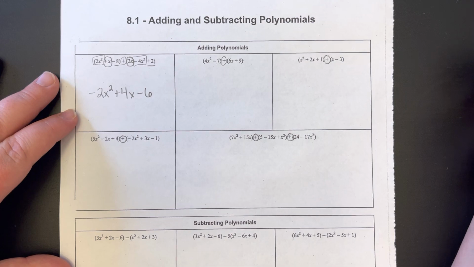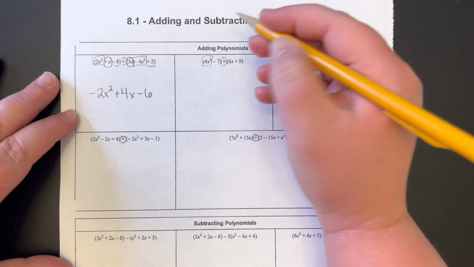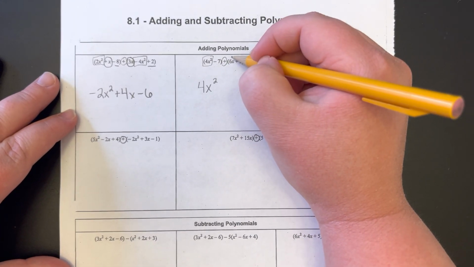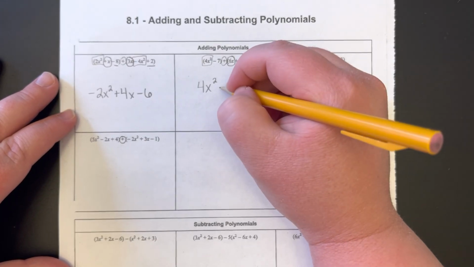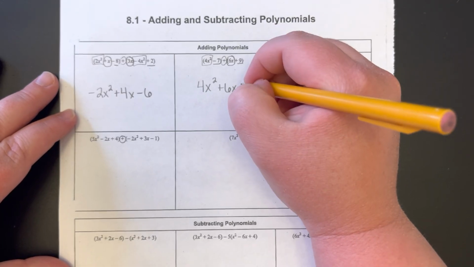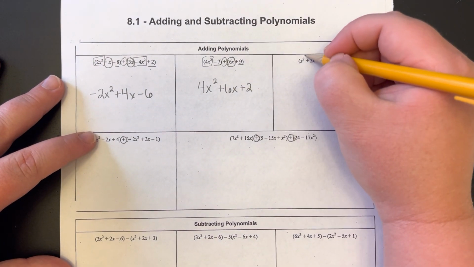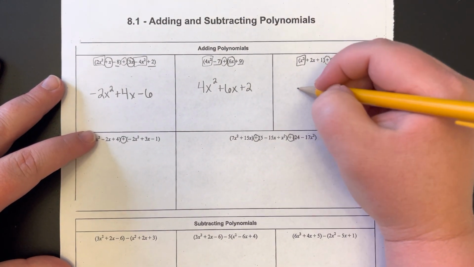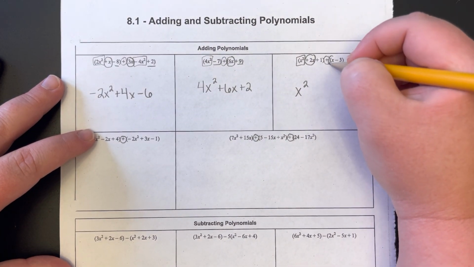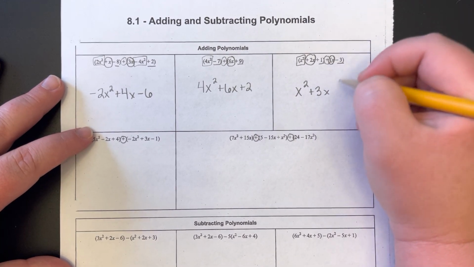And that's it. Next one, biggest exponent is 2, but this is the only one I have, so it's 4x squared. Then I have a 6x, and it doesn't have any like terms either, so it's just plus 6x. And then I have negative 7 and positive 9, which makes plus 2. Next one, biggest exponent is 2. It doesn't have any like terms, so I just bring it down. Then I have a 2x and a positive x. That makes 3x. And then 1 minus 3 is negative 2.